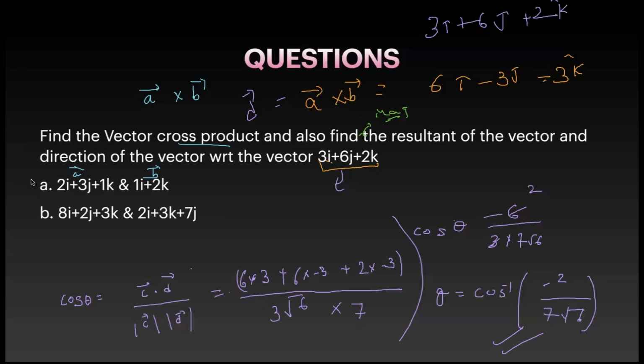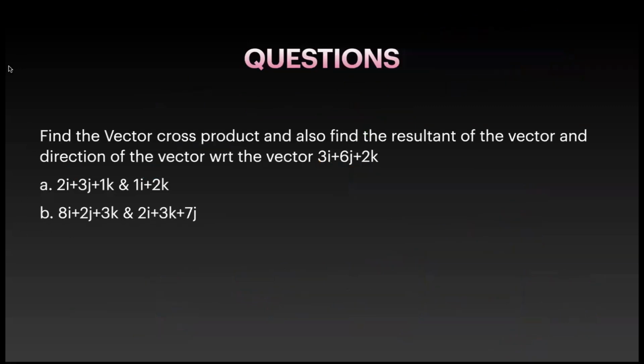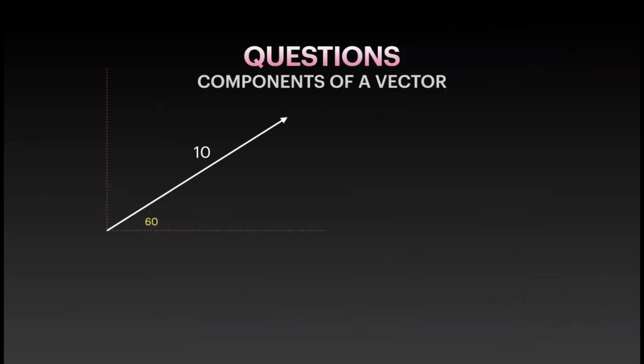Okay, clear? Components of a vector. We'll solve some questions now. This should be very, very simple. This is 60 degrees. Split it into horizontal and vertical components. So one will be the horizontal component, one will be the vertical component like this. So this is 10 cos 60 degrees, and this is 10 sine 60 degrees.